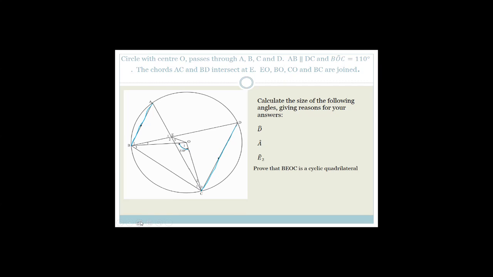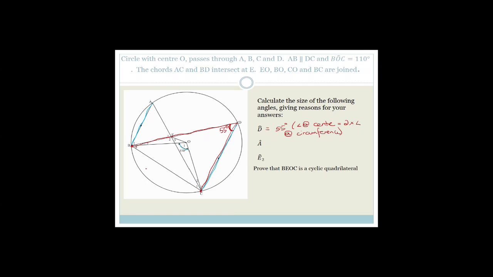Okay, so I need some other colors. So let's choose red. Okay, so I know that this is 110 degrees, and I want angle D. That angle should be fairly easy to get, for the simple reason that, do you agree that D is at the circumference? And it is subtended by B and by C. But these 2 points also subtend O, which is at the center of the circle. So do you agree we can say that D equals 55 degrees? Why? Because the angle at the center equals 2 times the angle at the circumference. Okay, so therefore this is 55 degrees.